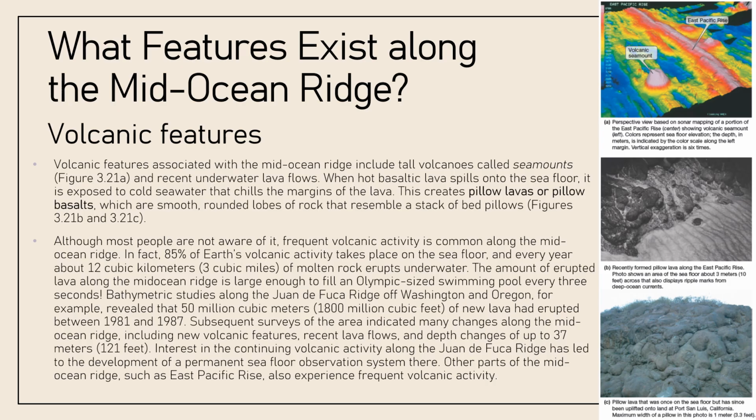And so, coming to the discussion, volcanic features associated with the mid-oceanic ridge include tall volcanoes called seamounts, as we see in the figure here, and recent underwater lava flows. When hot basaltic lava spills onto the seafloor, it is exposed to cold water that chills the margins of the lava, and this creates pillow lavas or pillow basalts, which are smooth, rounded lobes of rock that resemble a stack of bed pillows. So that's why it's called pillow lavas.